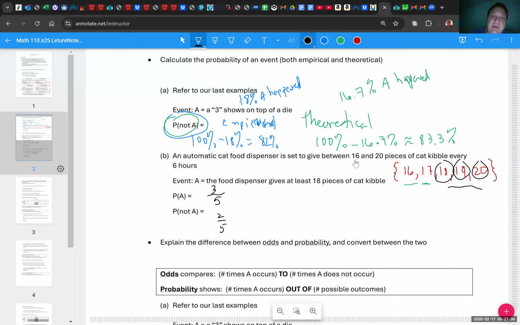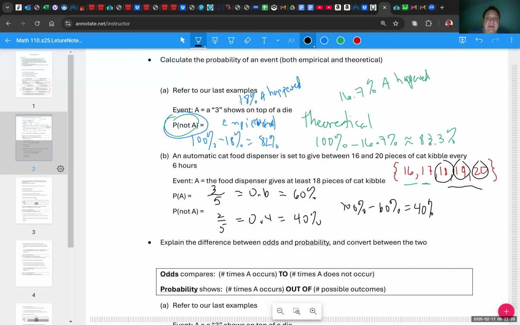3 out of 5, if you want to convert it to a decimal, is 0.6, or as a percentage, it's 60%. 2 out of 5 is 0.4 or 40%. And you can also see that 100% minus 60% is the 40%. The not is always 100% minus the is, right? So the two together have to make the 100%. It happens, it doesn't happen, it's got to be one of those two. All right, so that's an example of some probabilities of events occurring and how you think about those.